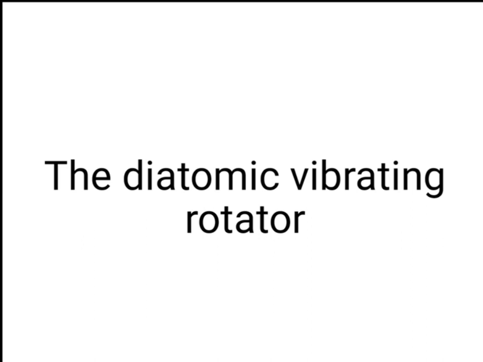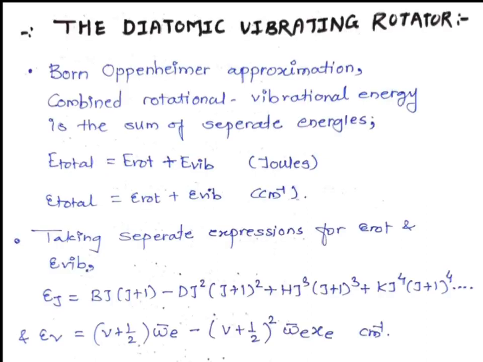So the diatomic molecule acts as a vibrating rotator. So we will see what kind of transition will be possible in the diatomic vibrating rotator. So see here, the diatomic vibrating rotator, the point is written. According to Born-Oppenheimer approximation, combined rotational vibrational energy is the sum of separate energies.